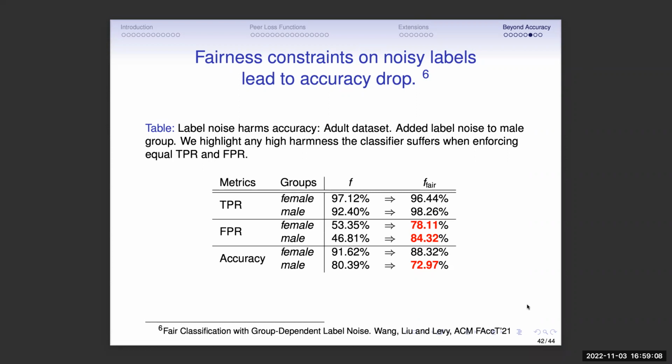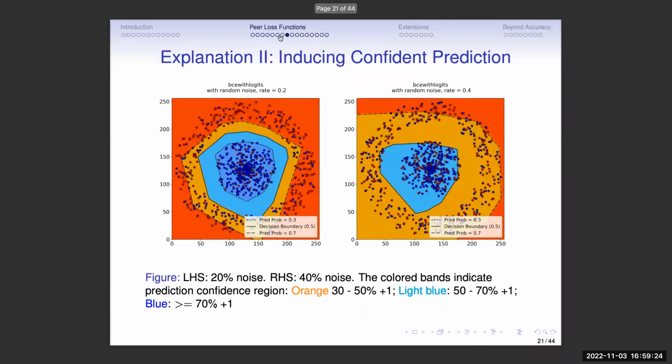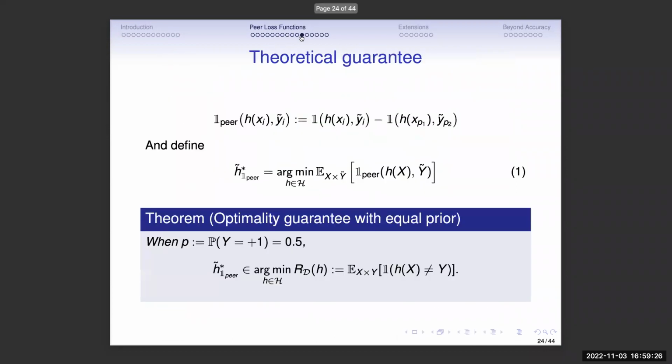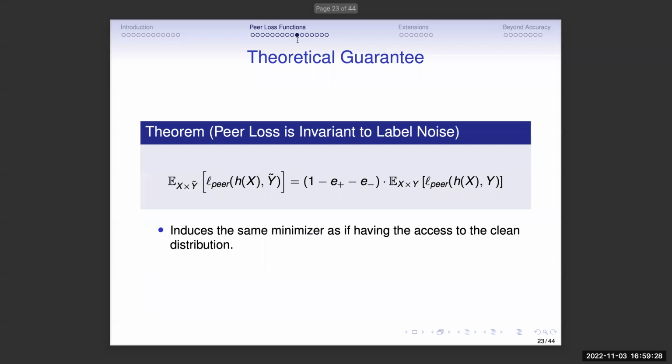I have a question regarding one of the theoretical results. First of all, it was a nice talk. My question is, I noticed there is a term which is 1 minus e plus 1 and e minus 1, which is a summation of the error rates for the two classes. I'm wondering, what is the corresponding term when we have multiple classes? Would it be 1 minus E1, E2, etc., all the way to some EK?